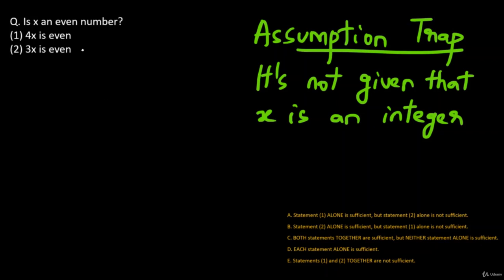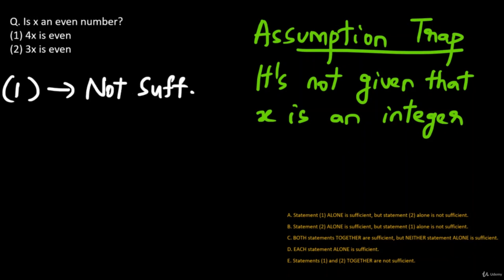Statement 1 says 4x is even. That's not sufficient, right? Why is that so? If I take the value of x as 1, I get 4x as 4. So this is even, and over here, 1 is not even, right? So I'm getting an answer no over here. Now, if I take x as 2, 4x is 8. This is still even, and in this case, 2 is even. So I'm getting yes over here. So sometimes I'm getting yes, sometimes I'm getting no. There is no definite yes or no. Therefore, statement 1 alone is clearly not sufficient.